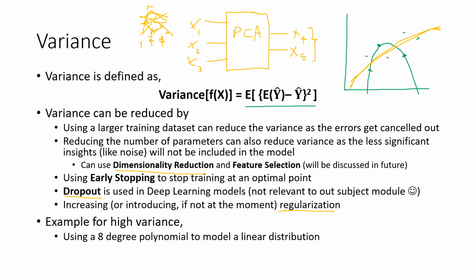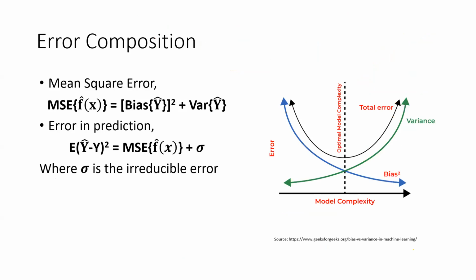Right? And when it comes to an example, if you are trying to model a linear model with an 8-degree polynomial, that would introduce higher variance into your machine learning model. Okay, so now we have learned a little bit about bias and variance.